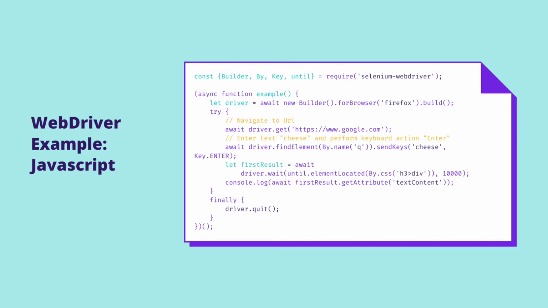Here's an example of some WebDriver code. We don't need to get too far into it, but essentially what we're doing is instantiating a Firefox browser, navigating to Google, attempting to find an input and enter the word cheese into it, followed by the enter key. We then do some verification before quitting.